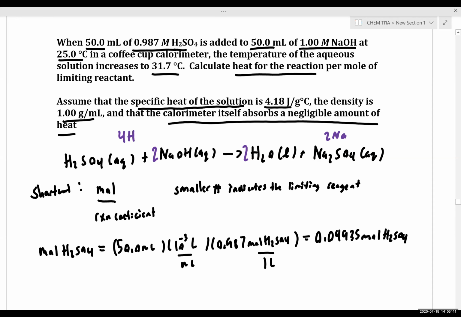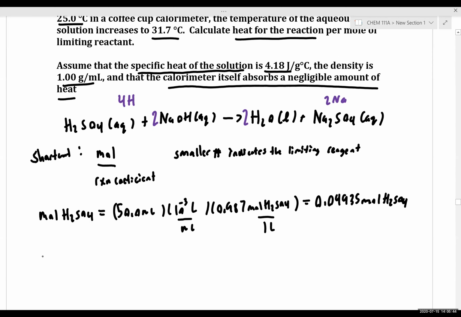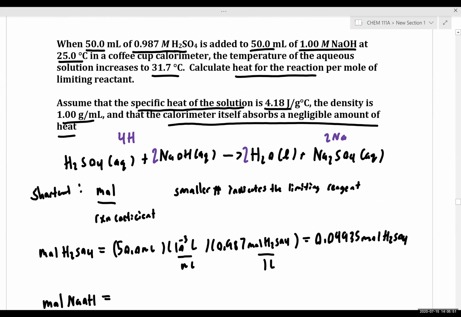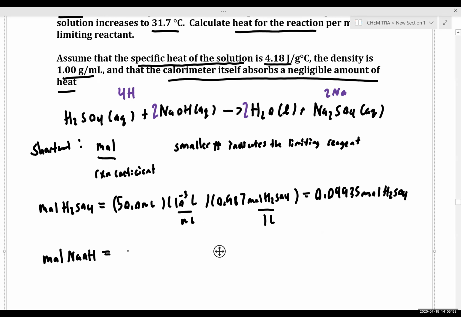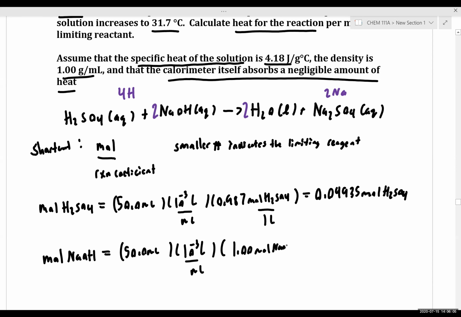Now, we're next going to calculate the moles of sodium hydroxide. The moles of sodium hydroxide in this case are 50.0 milliliters times 10 to the negative third liter per mL times 1.00 moles of sodium hydroxide per 1 liter. That gives us 0.0500 moles of sodium hydroxide.